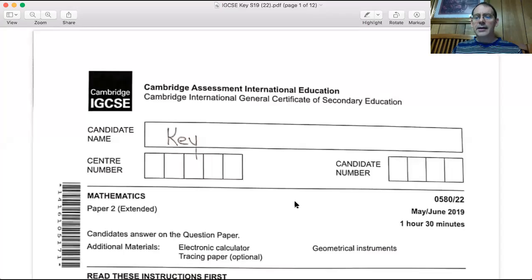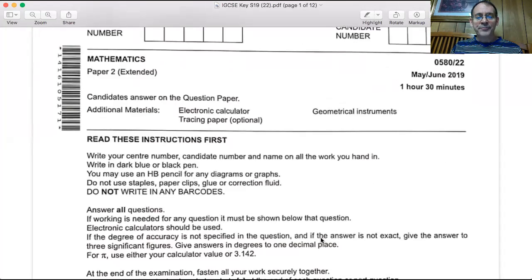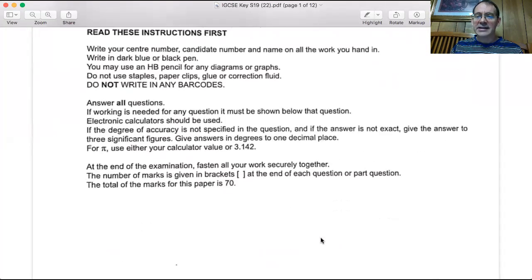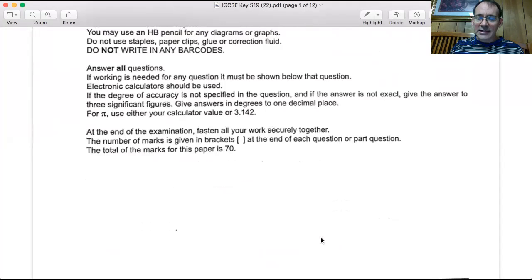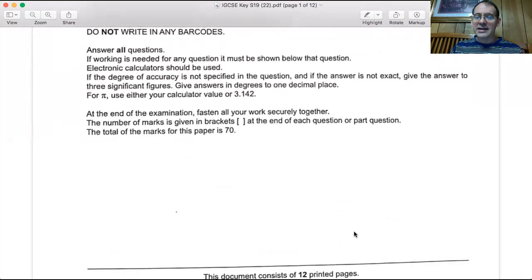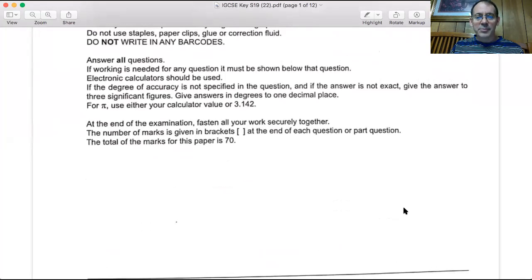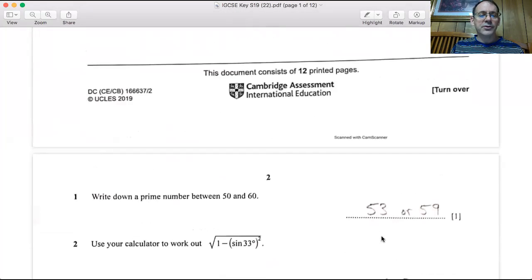Today we want to look at IGCSE May-June Series 2019 Paper 22. It's an hour and 30 minutes long. I've already worked it out for us. Again, focus on how to set up the questions, focus on the thinking through the question, not just on the number at the end. So here we go.